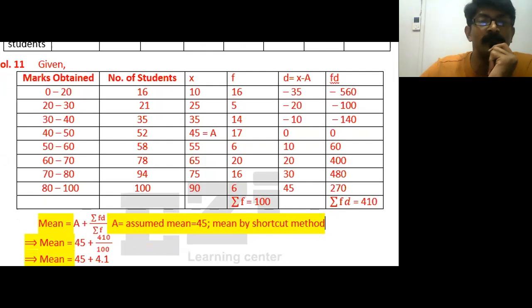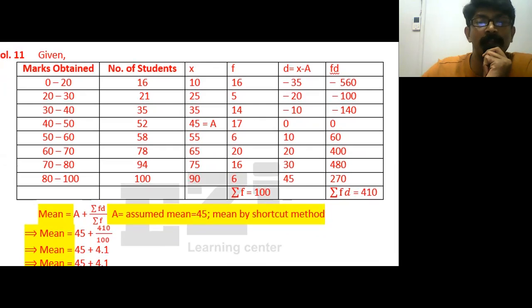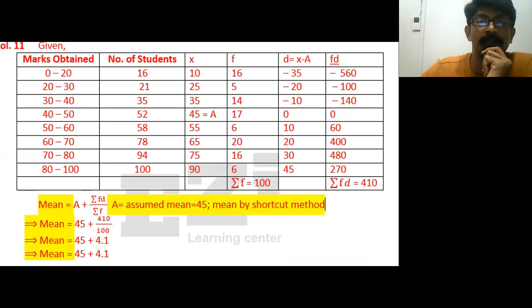So what is the mean by the shortcut method? A plus summation fd upon summation f. A क्या है 45, summation fd कितना है 410 divided by summation f कितना है 100. So 45 plus ये बन जाएगा 4.1. 45 plus 4.1 बन जाएगा simple 49.1. Isn't it simple? ये बन जाएगा 49.1 and that's your answer student. Isn't it very simple? 49.1. So simple student. Isn't it very easy?